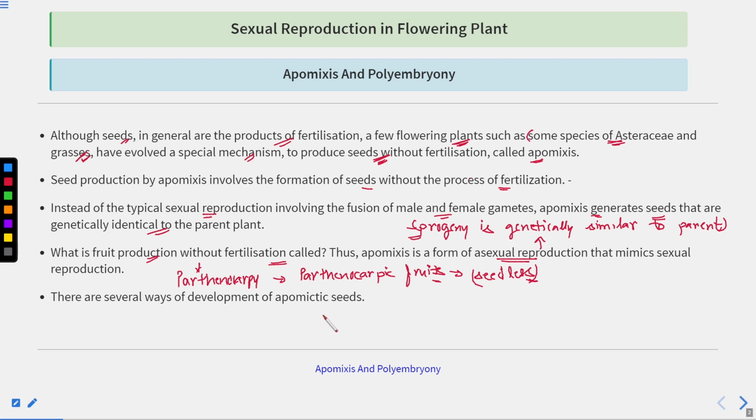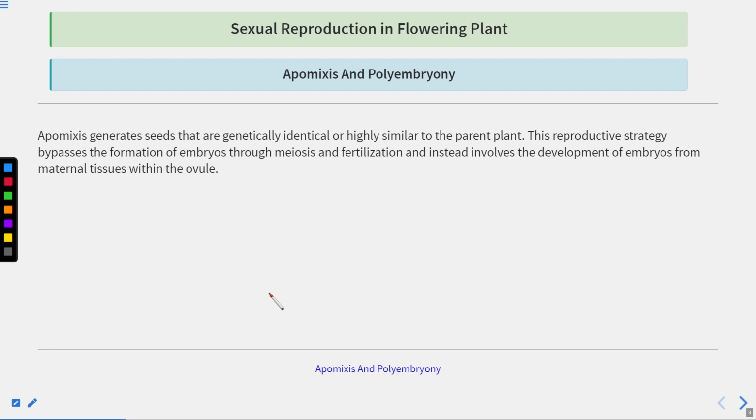Now there are several ways of development of the apomictic seeds. These seeds can be developed in several ways. Let's have a look at them. Apomixis generates seeds that are genetically identical or highly similar to the parent. That's why we call apomixis a kind of asexual reproduction. And one more characteristic of asexual reproduction is that it is uniparental. There is no fusion of gametes. So all these characteristics are seen in apomixis.